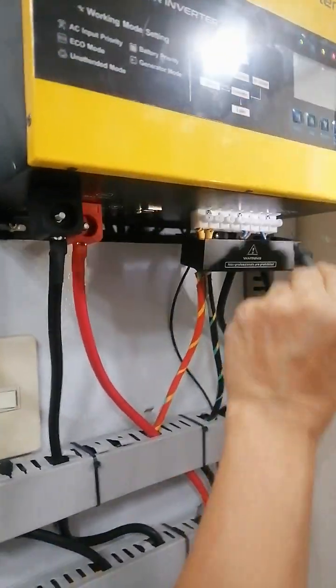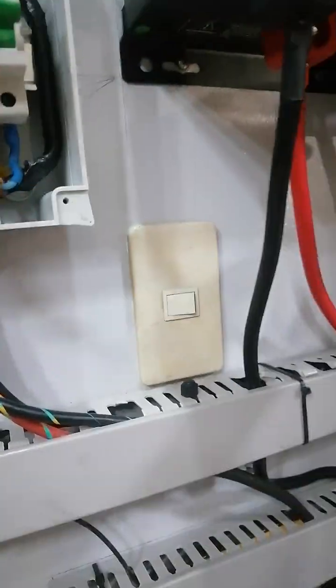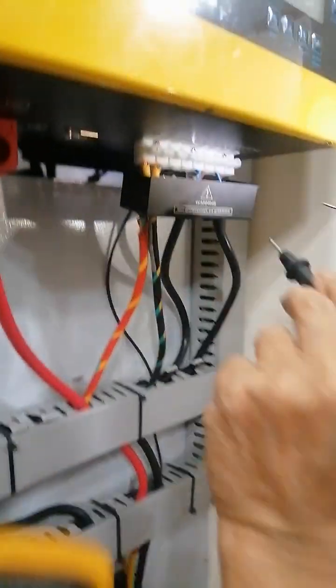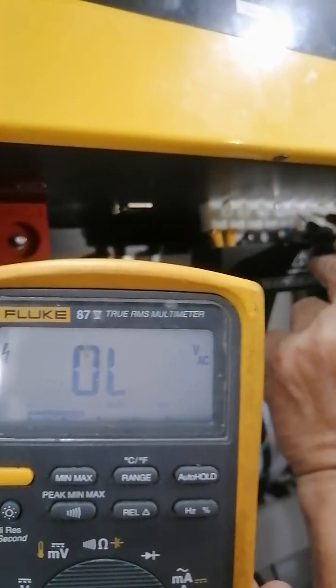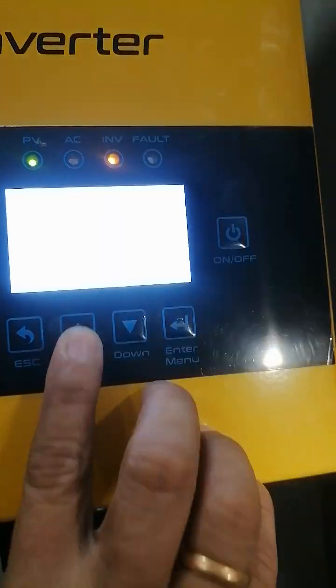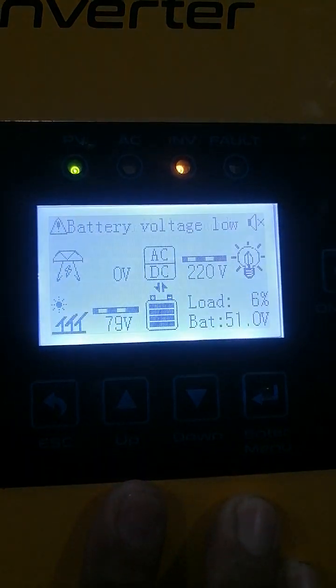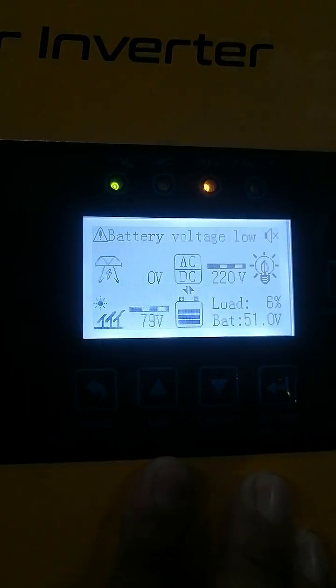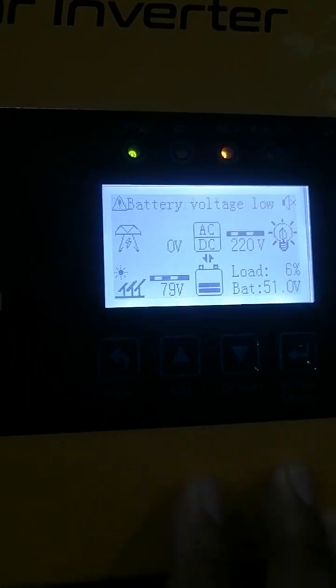AC input, when we tested it, still there is a reading of 234, but the inverter doesn't detect the input of the AC. AC input is lost. Okay? Well, thank you very much. That is the presentation right now, and we'll see what we can see.